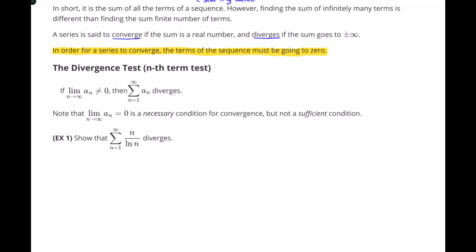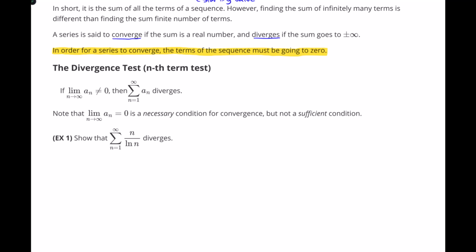All right, so be careful, because this is a necessary condition. So the limit of n going to infinity of a sub n equaling 0 has to happen, but it doesn't tell you that it will converge if it does happen. So there are sequences where the terms of the sequence go to 0, but yet the sum still does not converge. So don't only use it for divergence. Don't use it to prove convergence, okay?